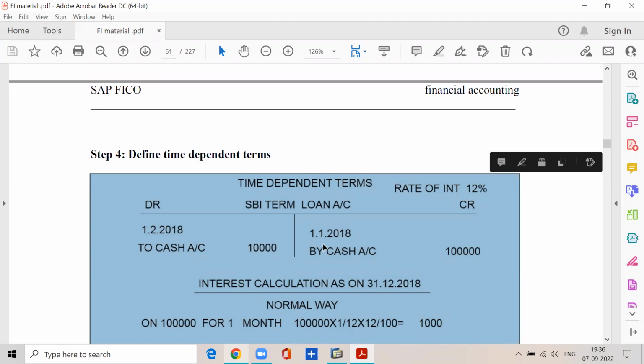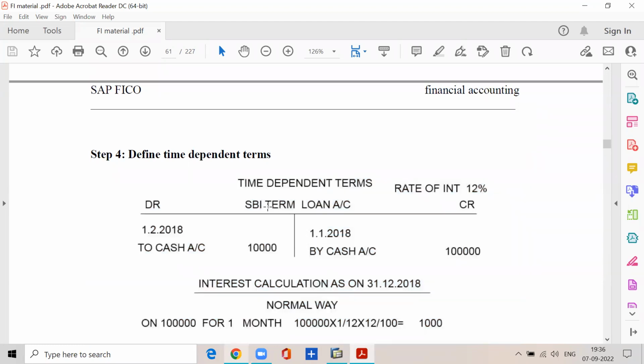When you take the term loan, we post the entry debit to cash account or bank account, credit to SBI term loan account. So by virtue of that entry, it is posted to the credit side of the term loan account, by cash, 1 lakh rupees. Then every month the installment is 10,000. Let us assume that the first installment is paid on 1st February. When we pay the installment, the entry posted is debit to term loan account, credit to cash and bank account, 10,000 rupees.